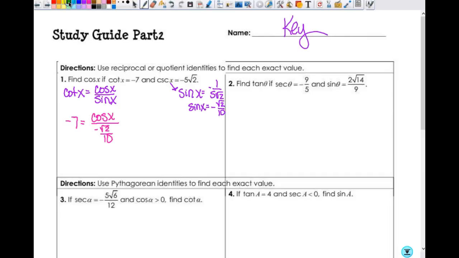So what I'm going to do then, cosine's being divided by this. So to get rid of it, I'm going to multiply both sides by that thing right there, which means I end up with negative square root of 2 over 10 times negative 7 over 1. That's equal to the cosine of x. So then when I multiply, this is going to give me cosine of x is equal to 7 square root of 2 over 10.